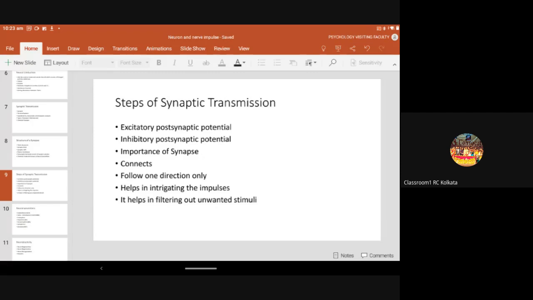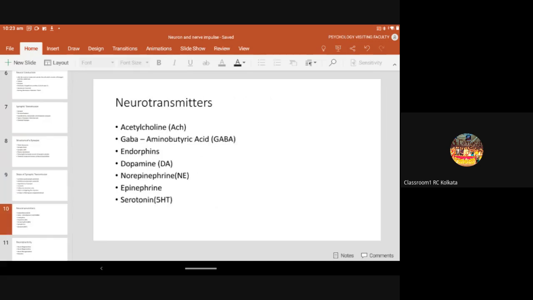And it also helps, just like a filter paper, because it helps in filtering out the unwanted and unnecessary stimuli, and it only absorbs the stimuli which are necessary for the different body parts of the brain. So this is all about the functions of the synapse. Now, what is a neurotransmission? The next slide.